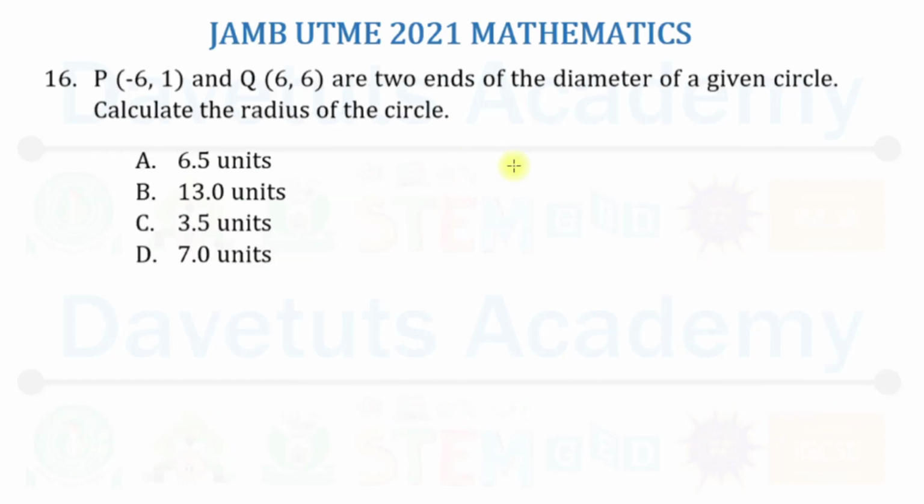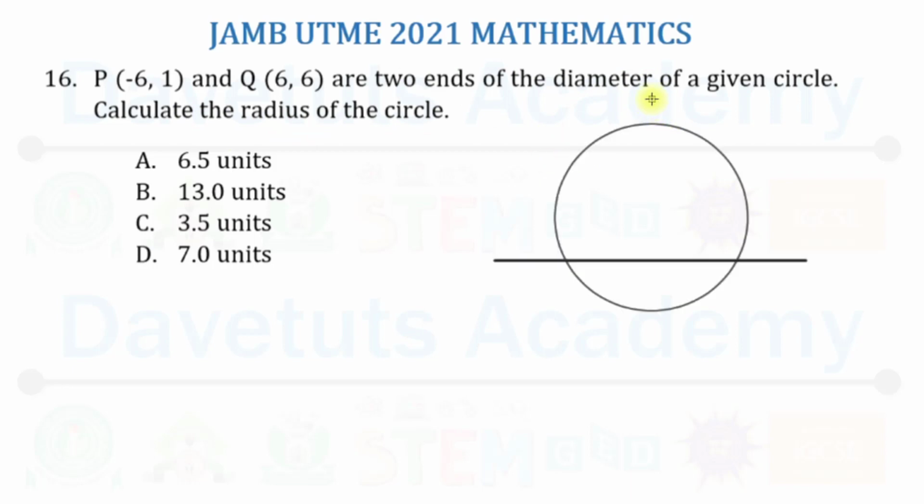Okay, an interesting question here on coordinate geometry. We're told that point P, which is given as minus 6,1, and Q, which is 6,6, are two ends of the diameter of a given circle, and we're to calculate the radius of the circle. We want to represent that out. Okay, maybe we have something like this.